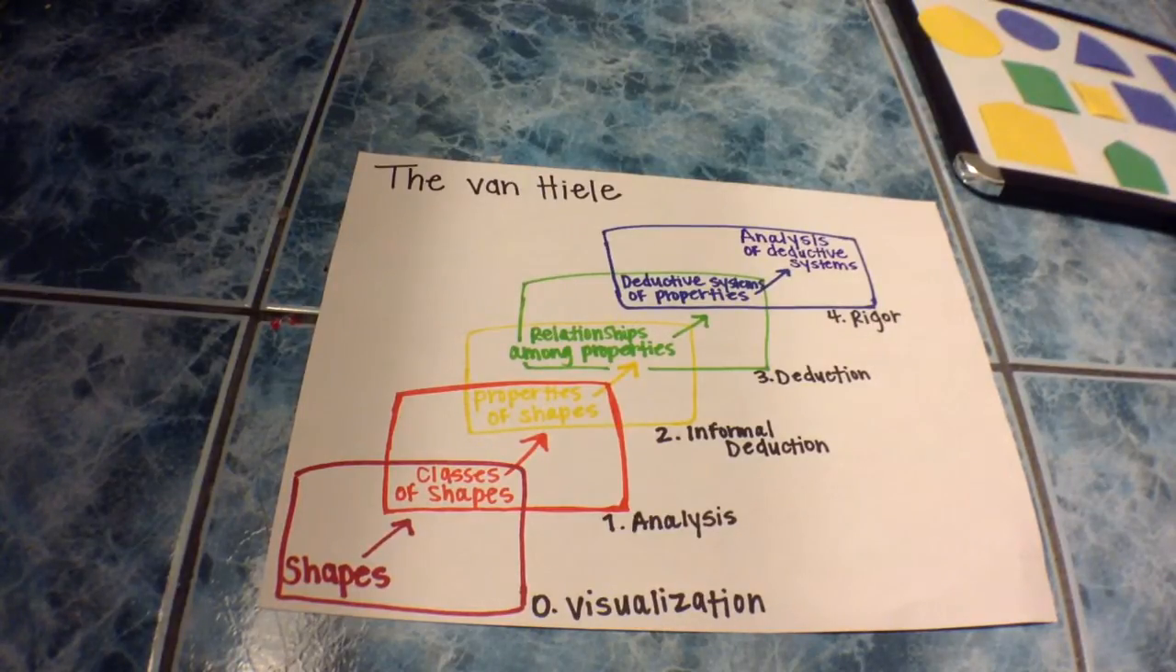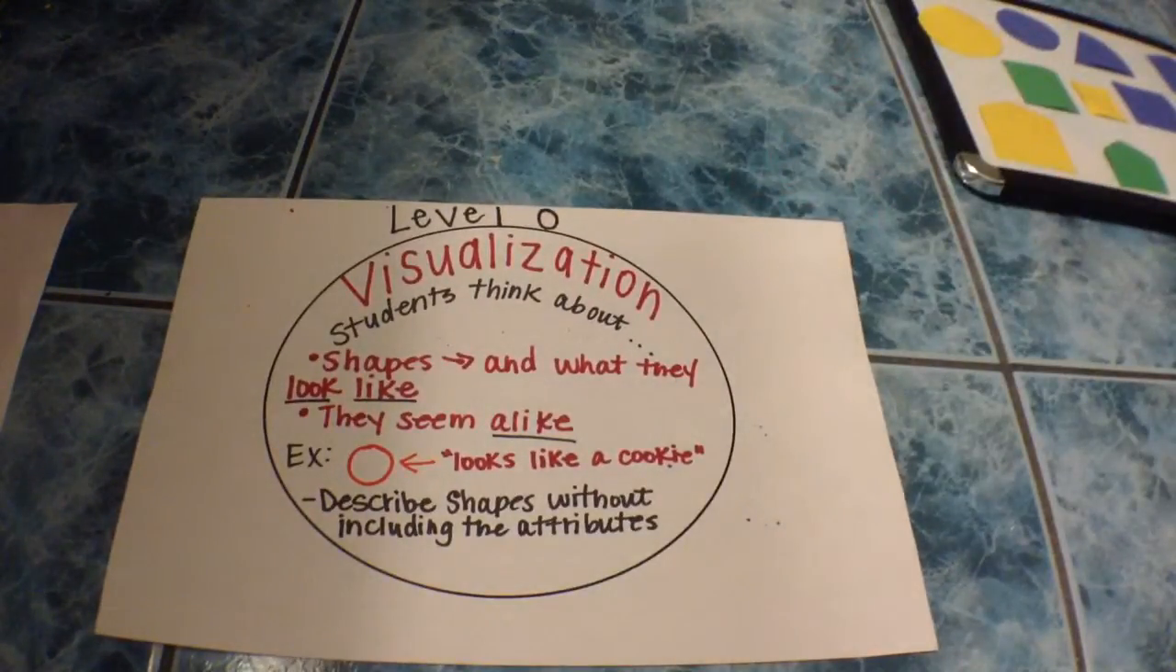But if they haven't really been introduced to attributes, then that's something that you could do for a level 0 student. Level 0 is visualization. Students think about shapes and what they look like, and that they seem alike. They see a ball, they know that's a circle, or they see a circle and it looks like a cookie. They can describe these objects as shapes without including the attributes, without saying how many sides it has or things like that.